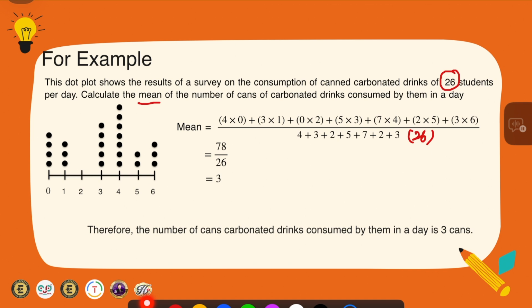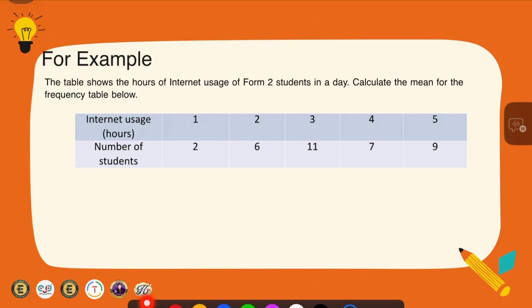So remember, when asked to determine the mean of a set of data which is represented using a dot plot or frequency table, we use the sum of the data times the frequency, and divide by the frequency. So this is the example for the dot plot. All right. So we move on to the frequency table.